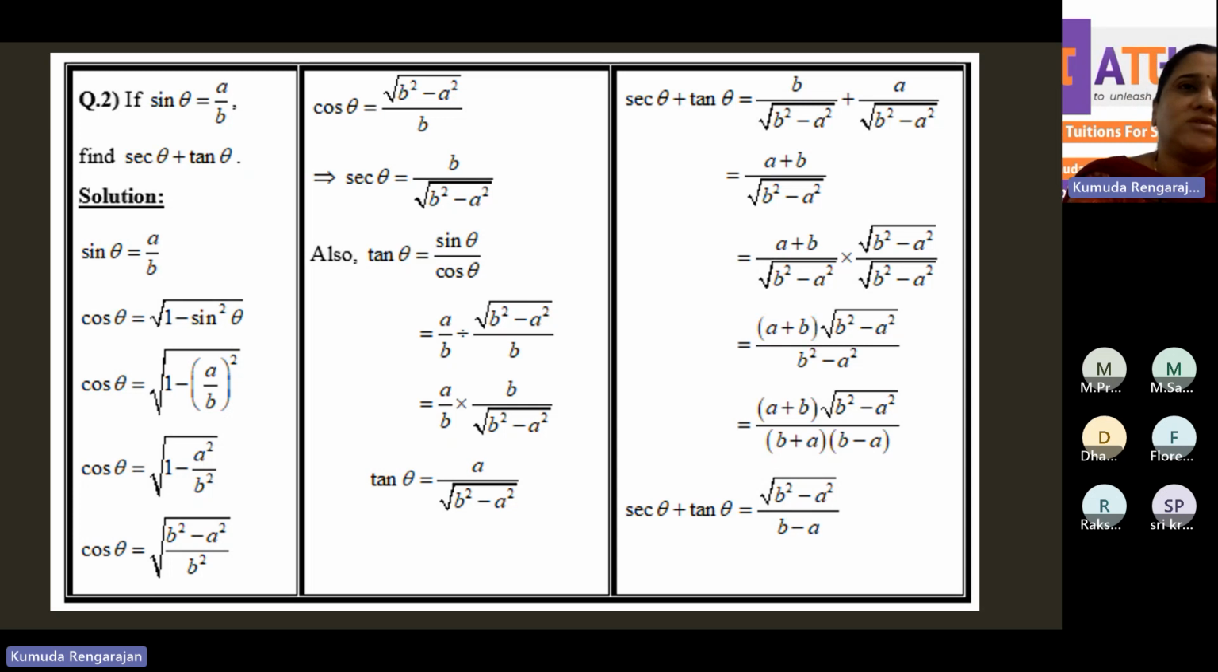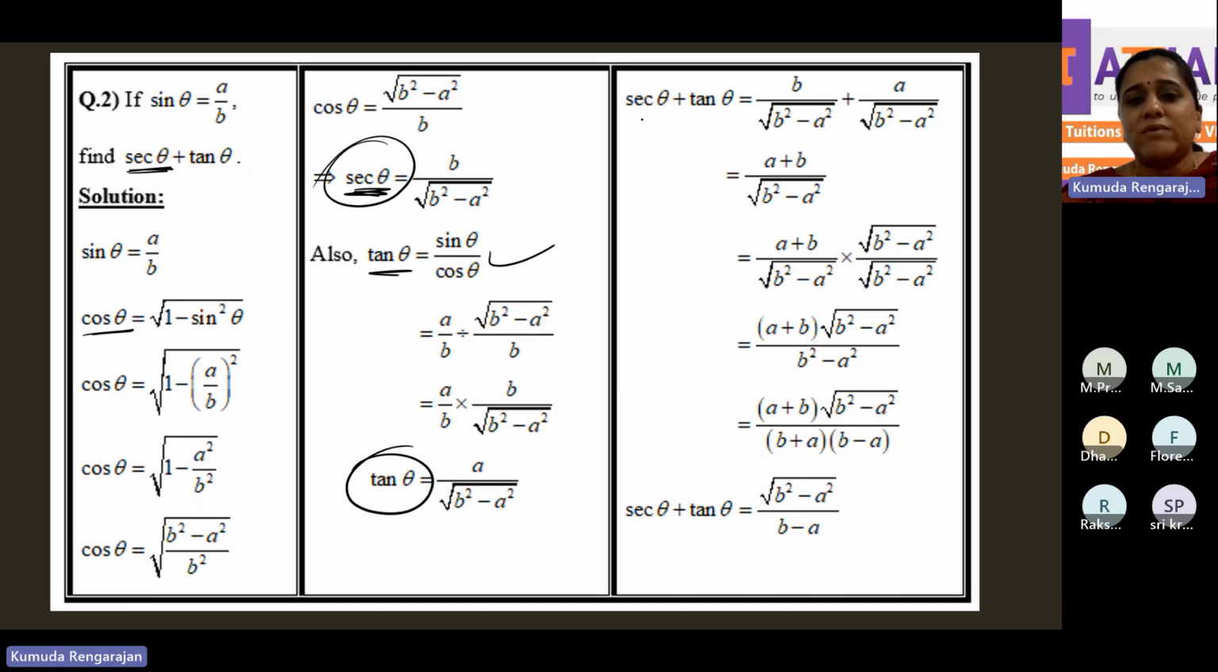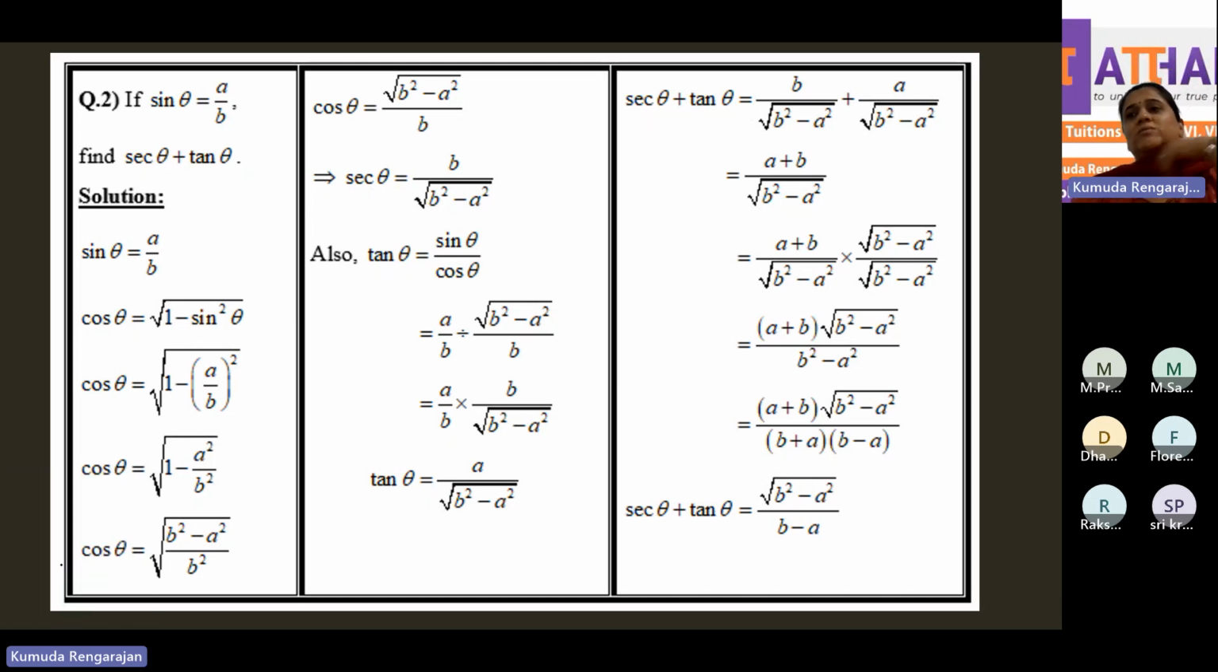Without using the triangle is using trigonometric identities. So again, you should write an appropriate identity to find secant theta. Here I've written the reciprocal of cos to find secant, and to find tan, I've written sine by cos. So like this, we find secant theta, we find tan theta, and then we perform secant theta plus tan theta, and then we rationalize the denominator because the denominator is irrational.